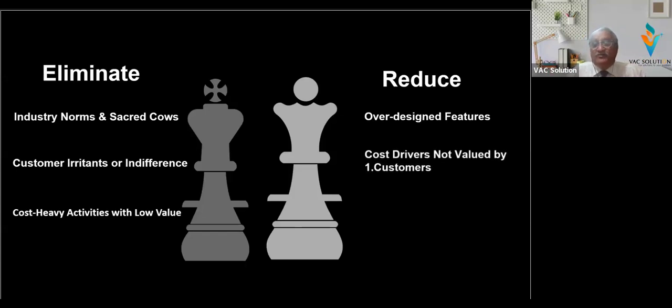Cost drivers not valued by customers. There are many cost drivers, expensive technology, fancy locations. Can you provide a more frugal alternative? Areas where customers are overwhelmed. There are many areas where customers are simply overwhelmed. You have a website with so much intricacy in it.